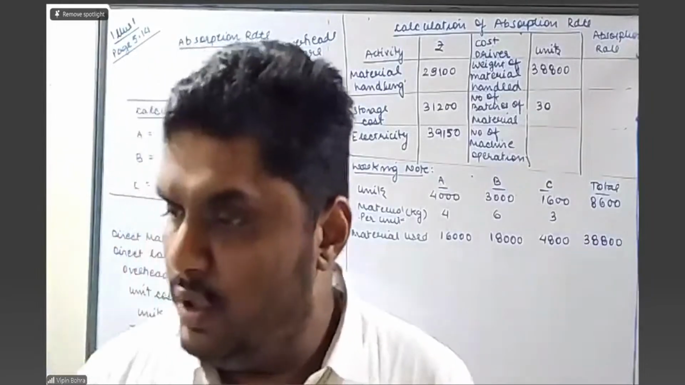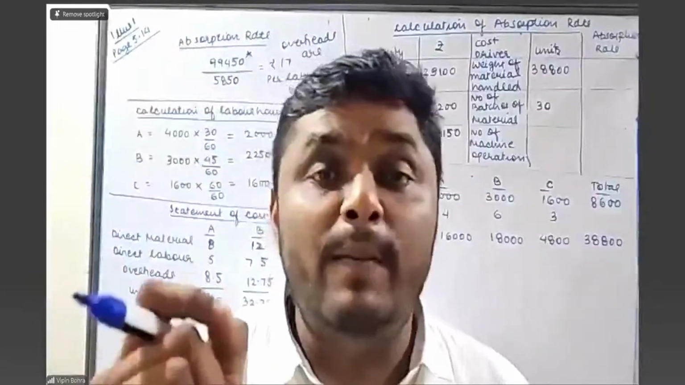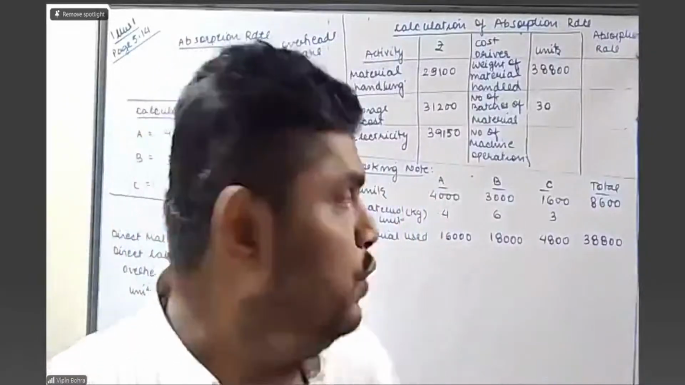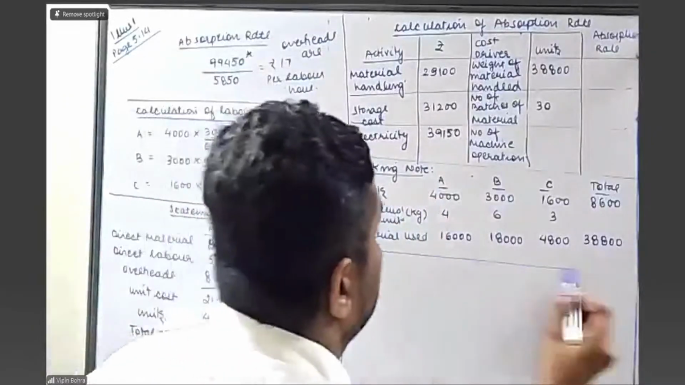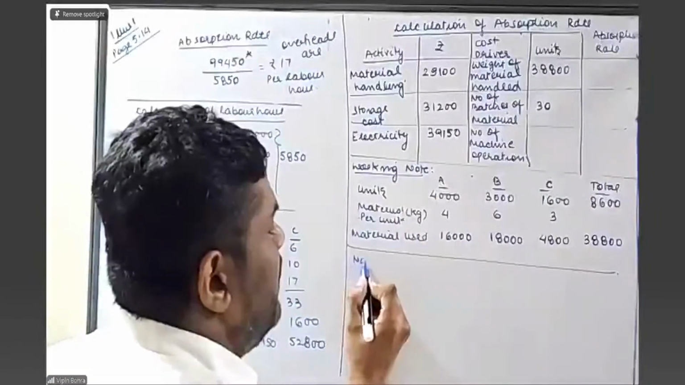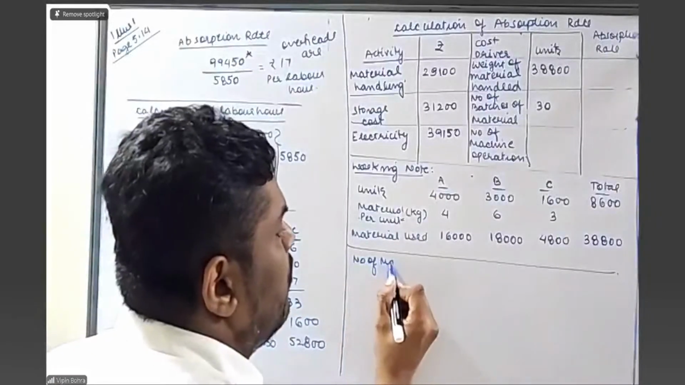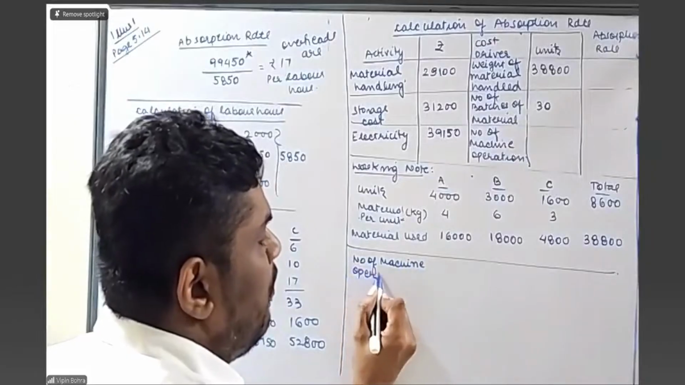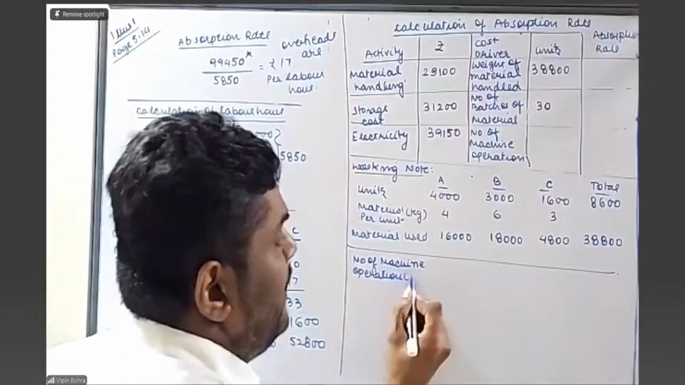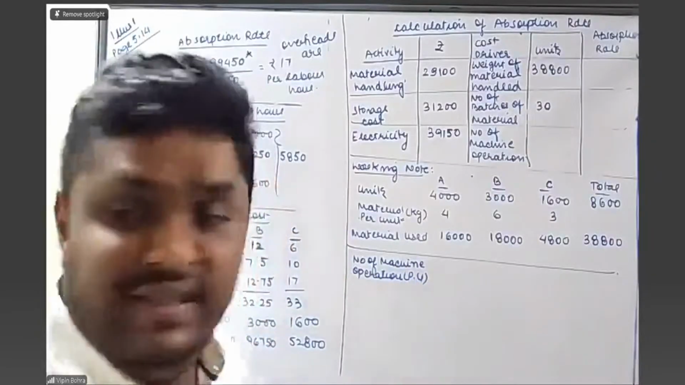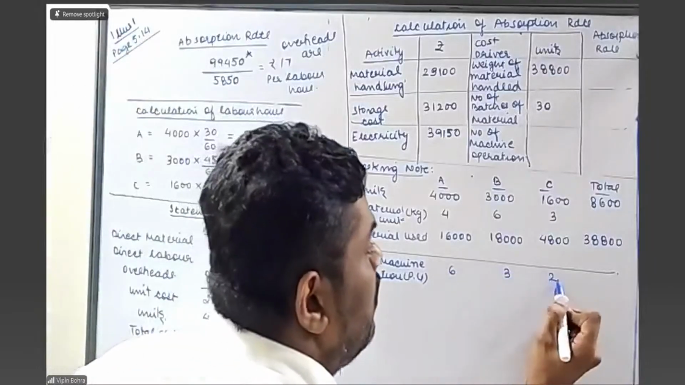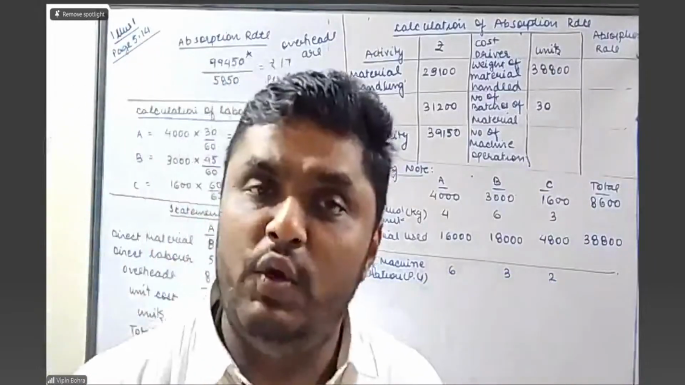Okay. So now, herein, it is given per unit of production. How many machine operations? 6, 3, and 2. Number of machine operations per unit. How much is it given? 6, 3, and 2. So we can easily calculate the total machine operations.